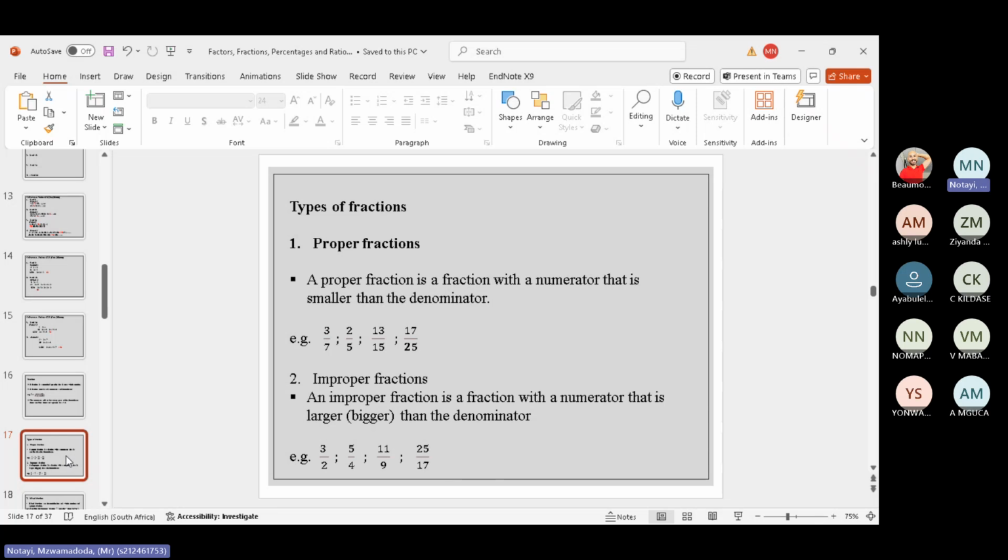And then the second type is the improper fractions. An improper fraction is the opposite. That is, the numerator is bigger or larger than the denominator. So e.g. 3 over 2, 5 over 4, 11 over 9, and 25 over 17 are all examples of improper fractions.